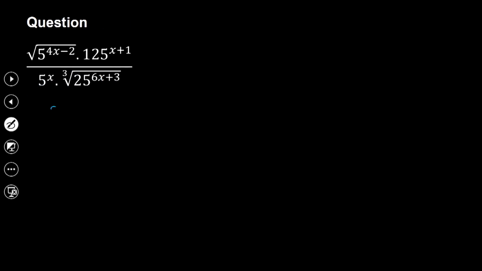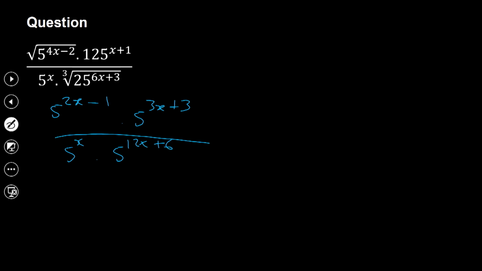This is going to give me 5 to the exponent of 2x minus 1 multiplied by 5 to the exponent of 3x plus 3, all over 5 to the exponent of x multiplied by 5 to the exponent of 12x plus 6, and then this is multiplied by 1 over 3. Remember that. Then lastly, it will be 5 to the exponent of 2x minus 1.